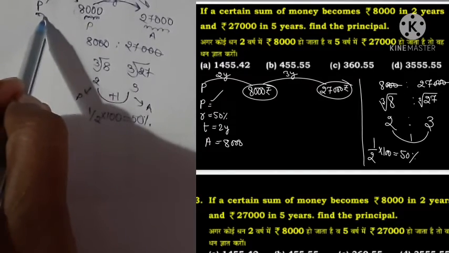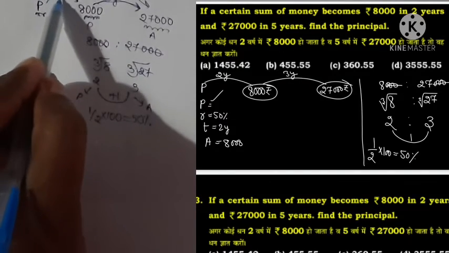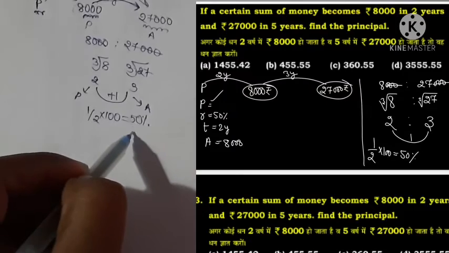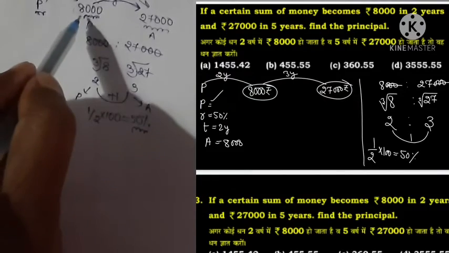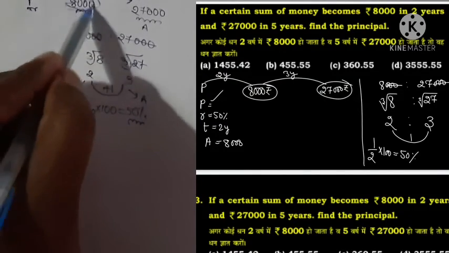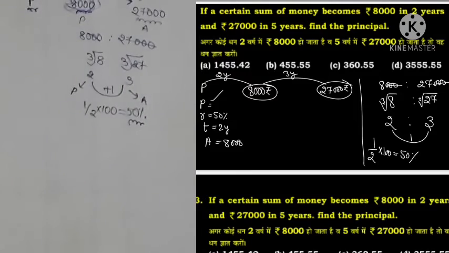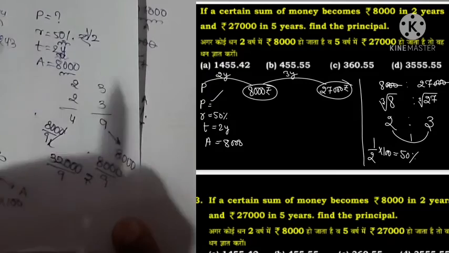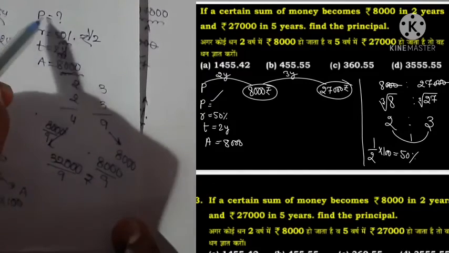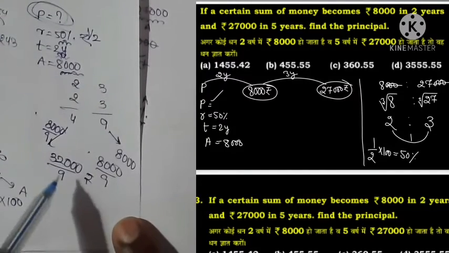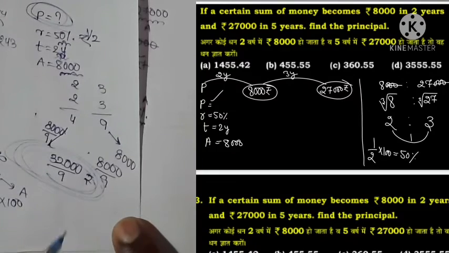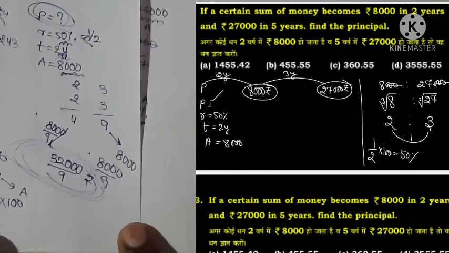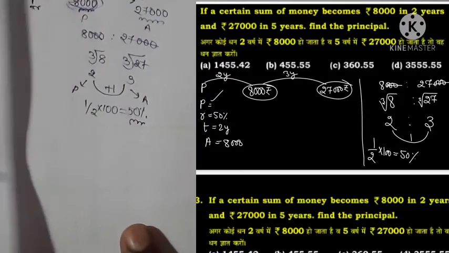Now the principal is what? So the time is 2 years. The rate of interest is equal to 50% and the amount is equal to 8,000. Then find the principal. So the rate of interest is equal to 50%, time is equal to 2 years, amount is equal to 8,000. So we already calculated. The value is 32,000 by 9 rupees.